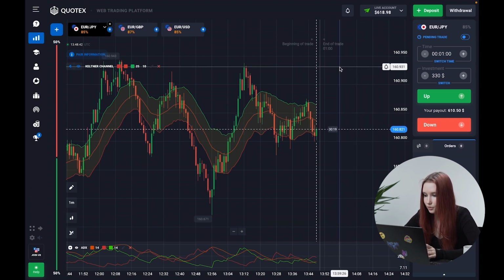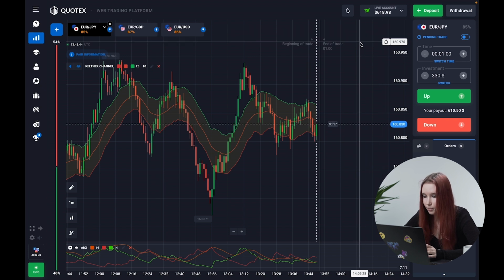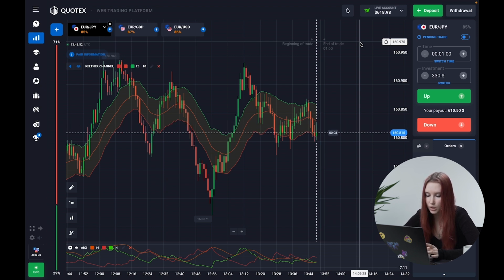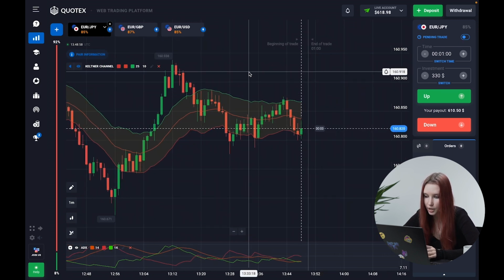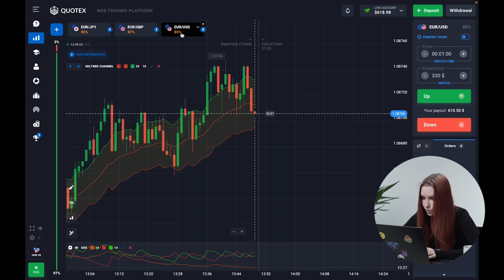For example, imagine if you start with $600, just count how many trades you need to win, just to have, I don't know, $6,000, just to increase my deposit in 10 times. I think not so much. So let's try it and let's check this third currency pair, euro and US dollar. Let's see how many trades I need to reach my goal.